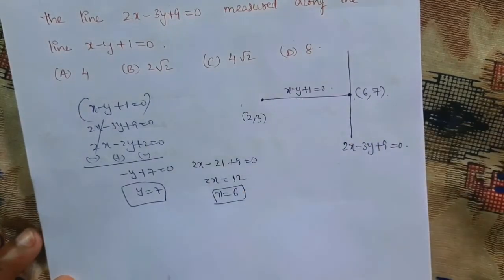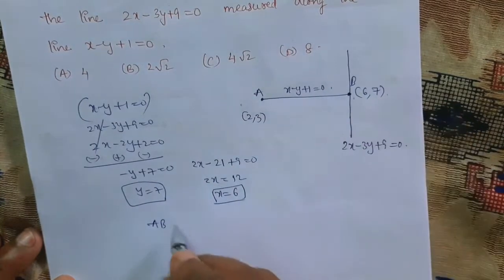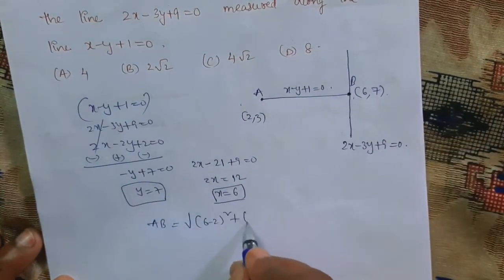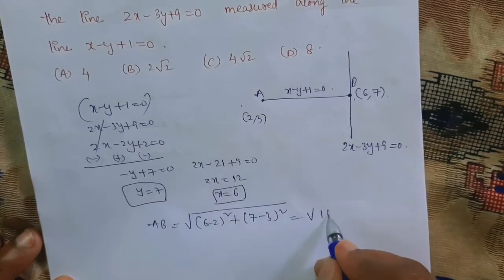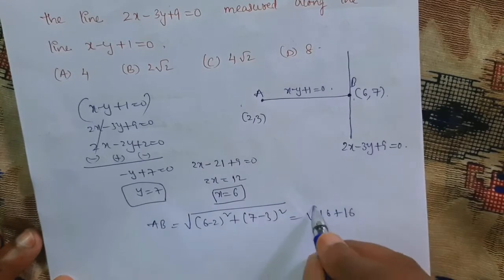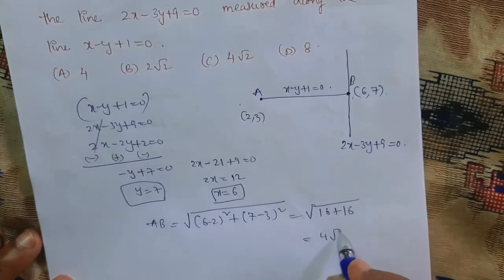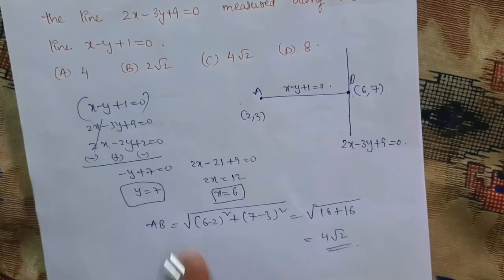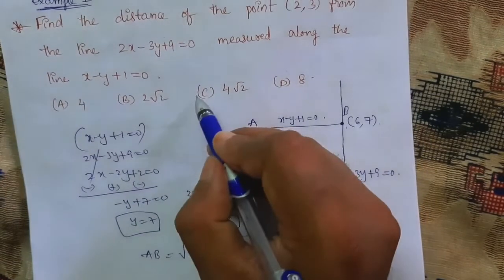Now to find the distance between 2 points, you use the formula AB, which is equal to square root of (x2 minus x1) whole square plus (y2 minus y1) whole square. So (6 minus 2) whole square plus (7 minus 3) whole square, which results in 4 square, 16, plus again 4 square, 16, which is equal to square root of 32, nothing but 4 root 2. In those two ways you can solve. So this is another method. So that is 4 root 2.